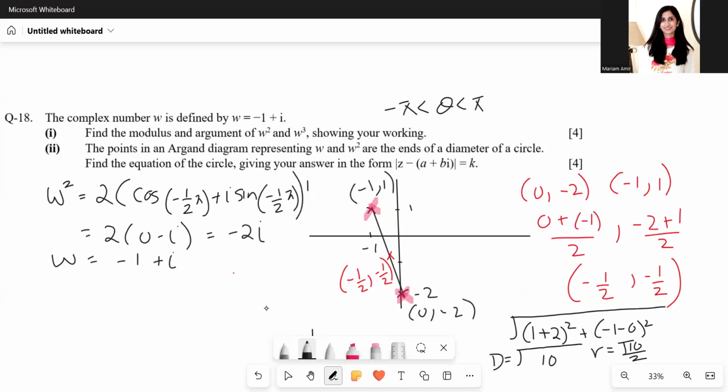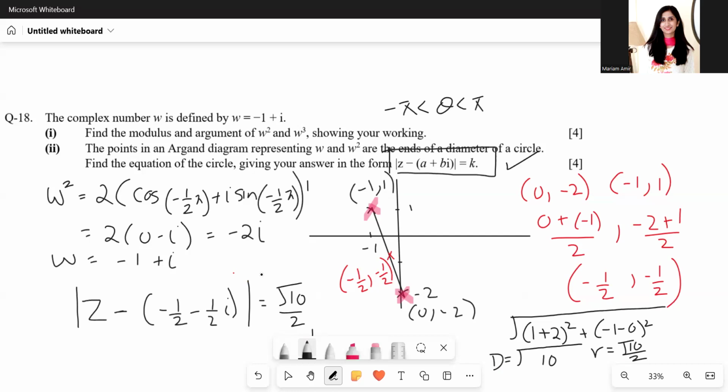Okay. Now let's write it in this form. So it's going to be modulus of z minus, write down the coordinates of the center, minus half minus half i, bracket close, modulus close, equals root 10 over 2. Okay, we need to give our answer like this. So that's our final answer.